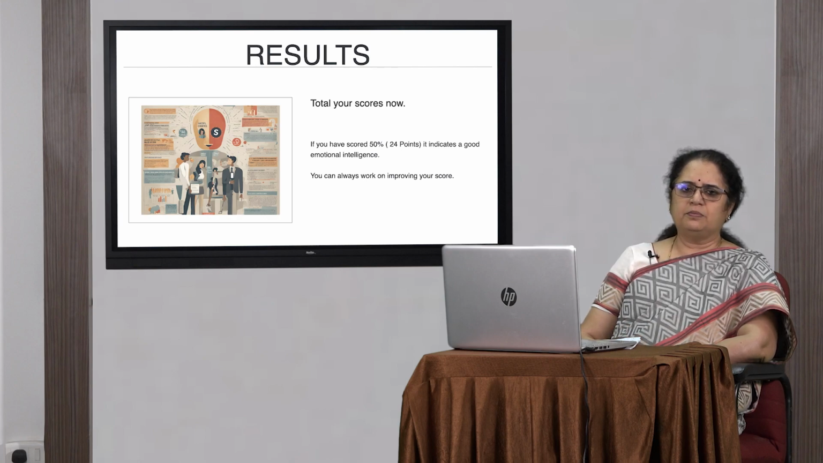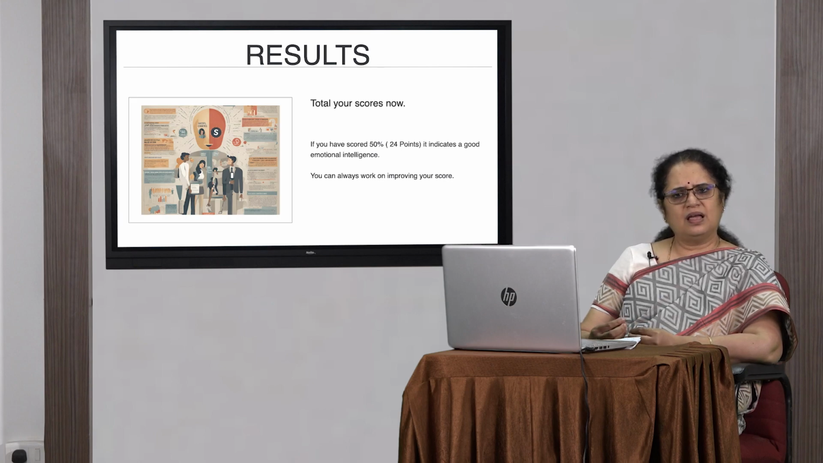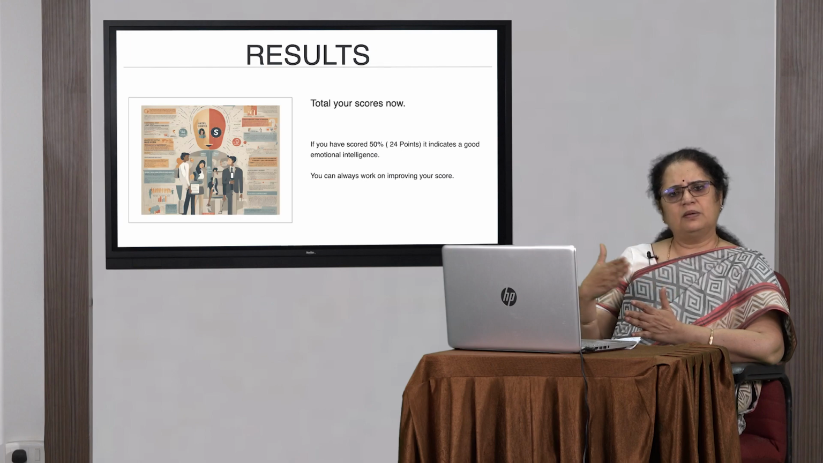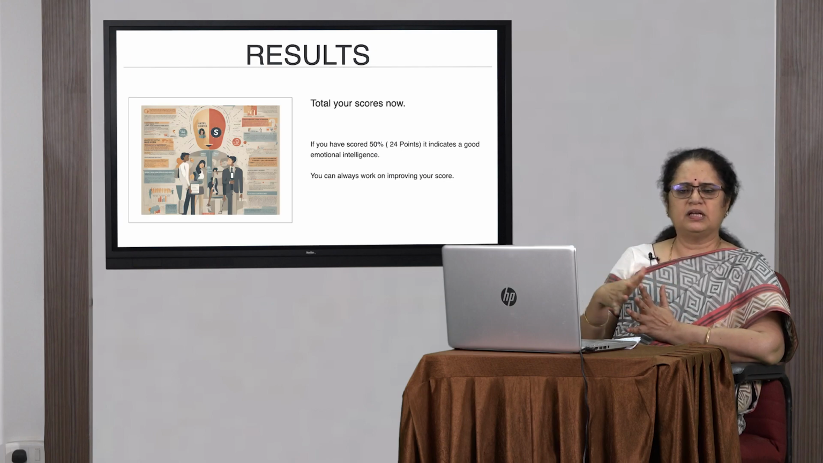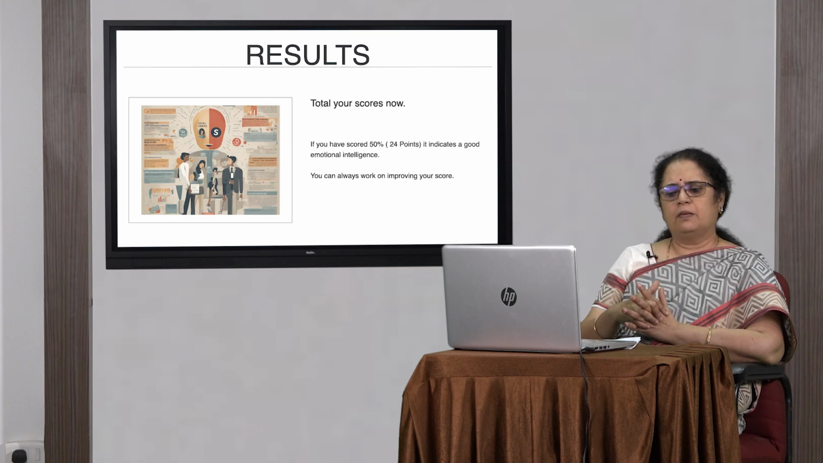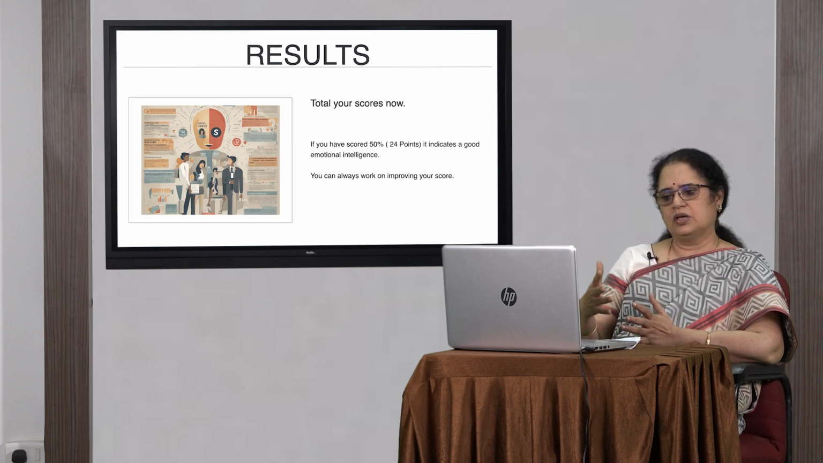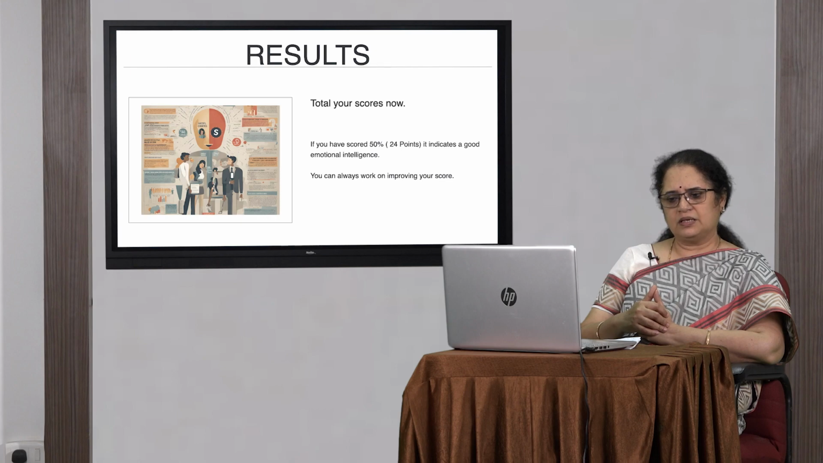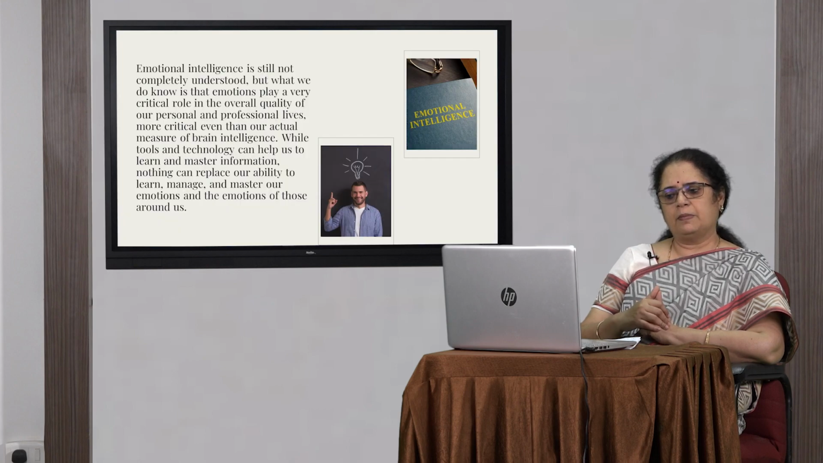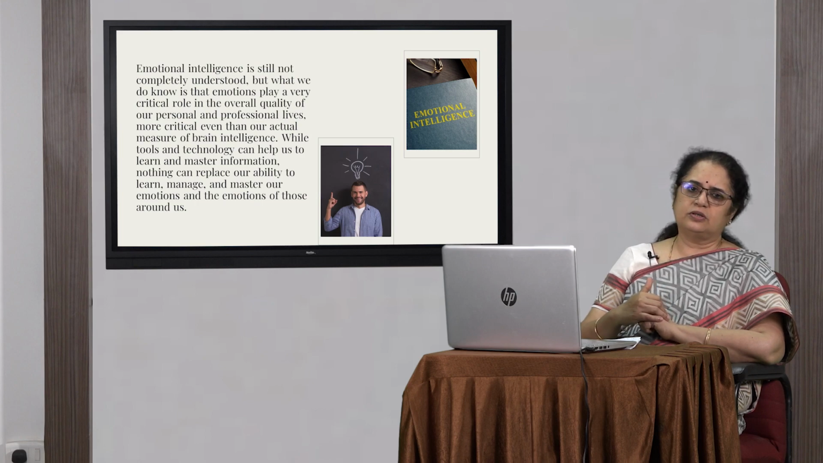Like I said, brain capacity, IQ, is supposed to be standard, and within IQ there is a range. 100 to 110 or so is considered the normal range. Up to 140, 150, it's a very good IQ. People in different domains of life are highly successful in different careers, but unless we have good EQ, we cannot manage our everyday stresses. Every small thing can trigger us into a breakdown situation. So, while tools and technology can help us to learn and master information, nothing can replace our ability to learn, manage and master our emotions and the emotions of people around us.